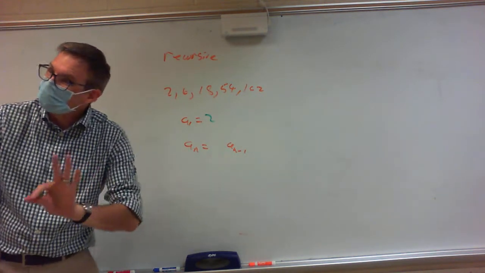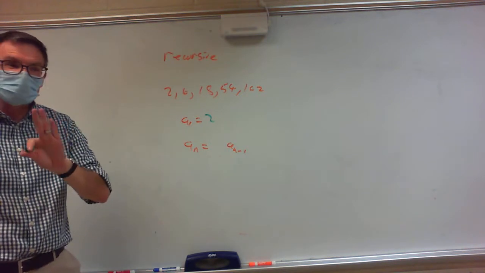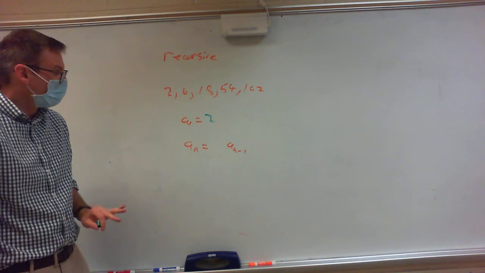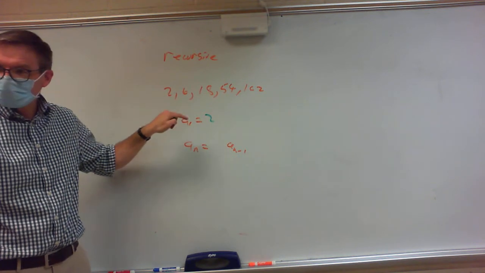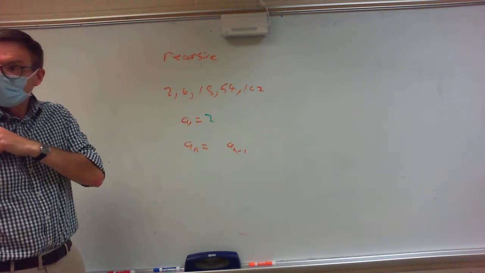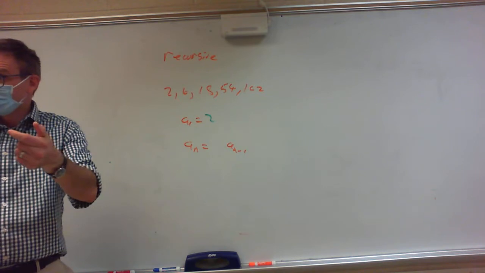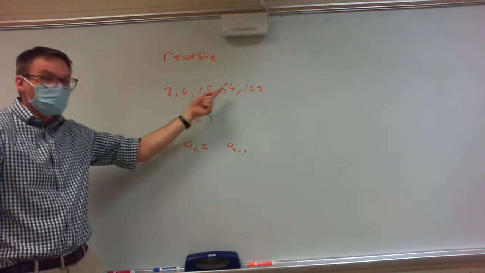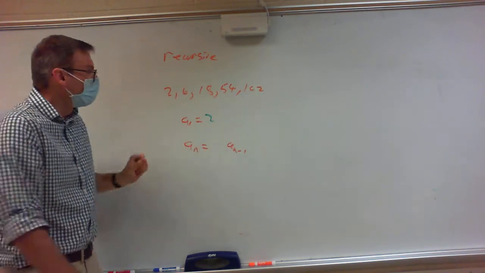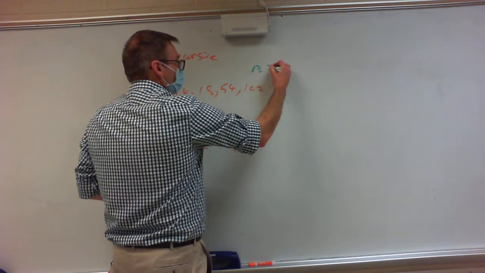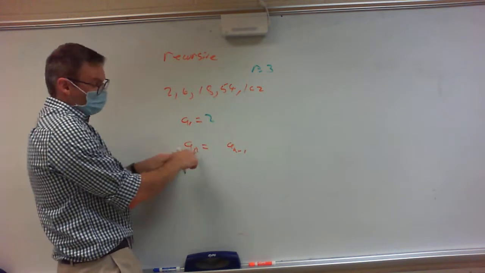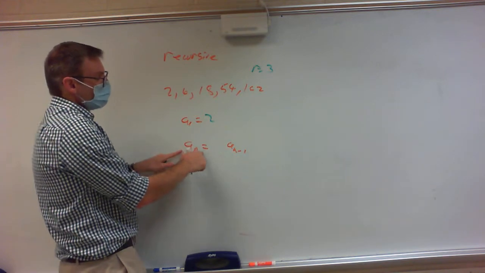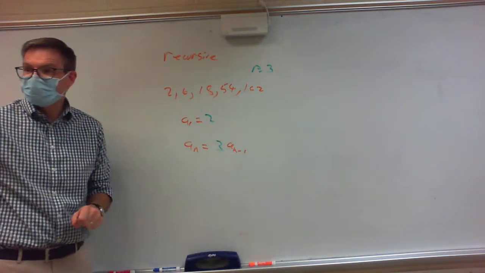Now, here's the neat part about the recursive formula as it relates to a geometric sequence. What are you doing to get from one term to the next? We've already answered that. We're multiplying to get to the next term. And so we've already established our common ratio is 3, which means the way you define your recursive formula is a sub n is equal to 3 times the previous term.